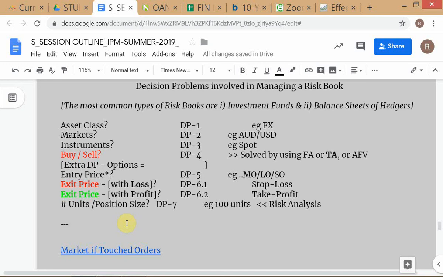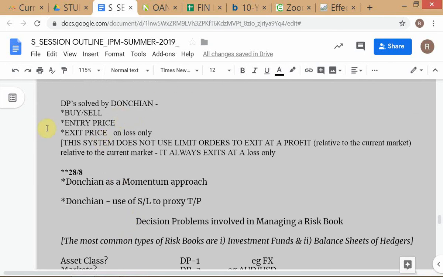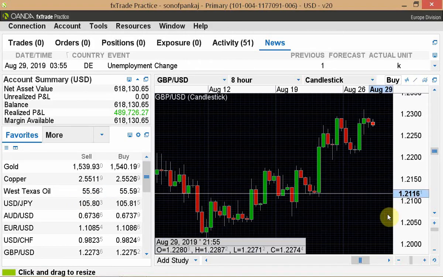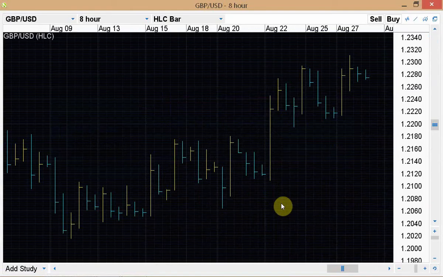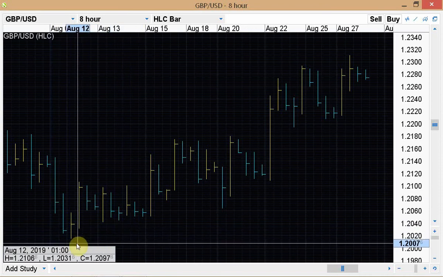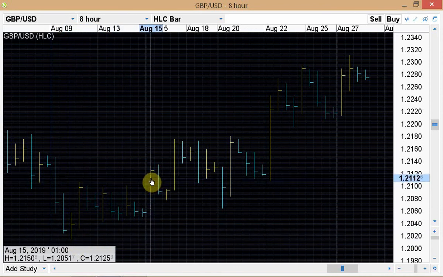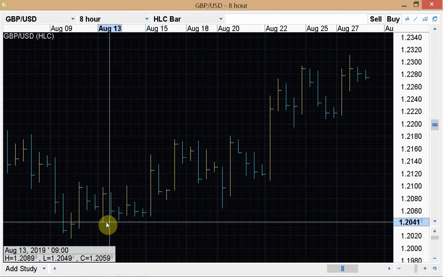Okay. So now notice one thing. Yesterday we did a short part on what kind of decision problems are covered by the Donchian system. And we covered exit price on loss only. Because what is the Donchian system doing? Let's go back to our trade. If we go along here, let's say we go long at this point on the Donchian system, and what is my exit price?